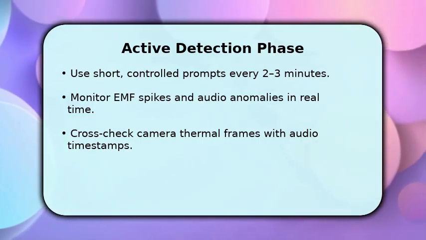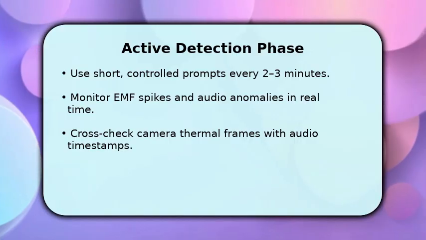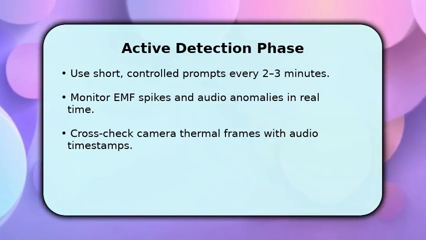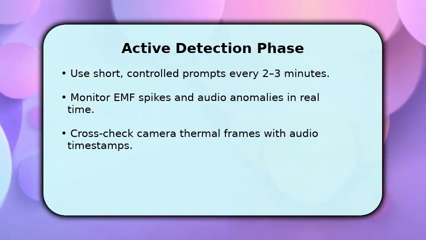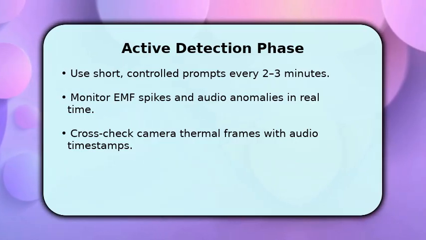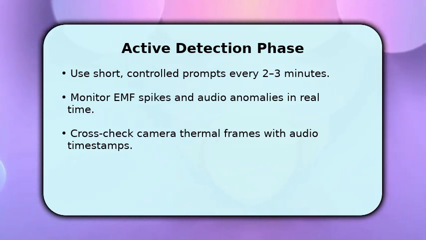Mark timestamps immediately. Simultaneously scan infrared or thermal footage for transient hot or cold zones and cross-reference those frames with audio events. If multiple sensors show correlated changes, you've reduced false positives. Continue methodically and document each occurrence for later review.